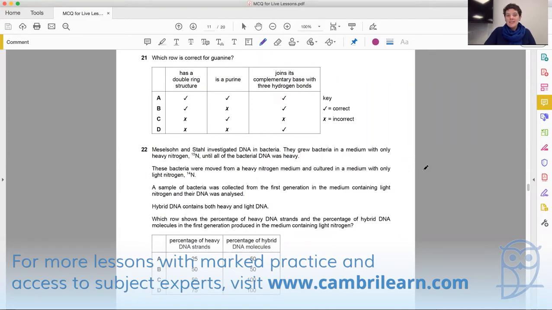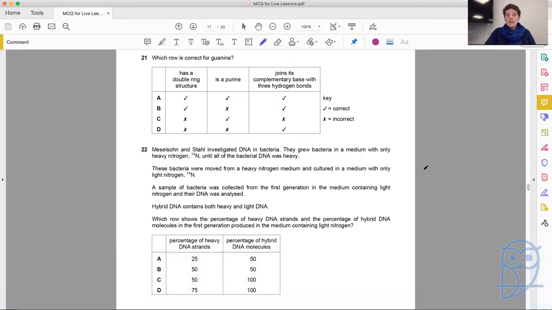Question 21 keeps us firmly within DNA. So now we're looking at DNA structure. They want us to identify which row is correct for guanine. It has a double ring structure, is a purine, joins its complementary base with three hydrogen bonds.